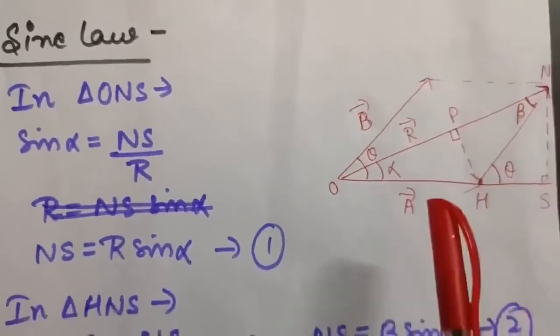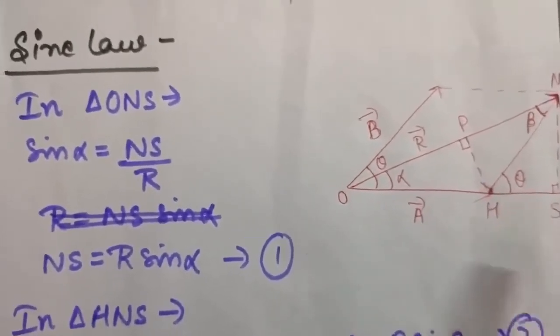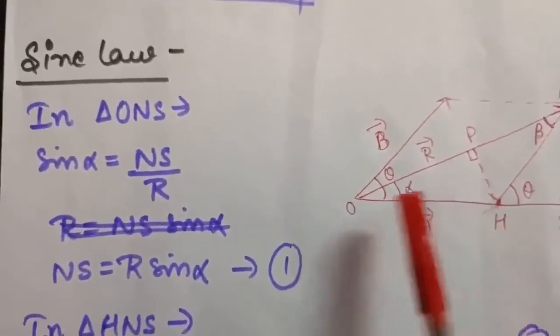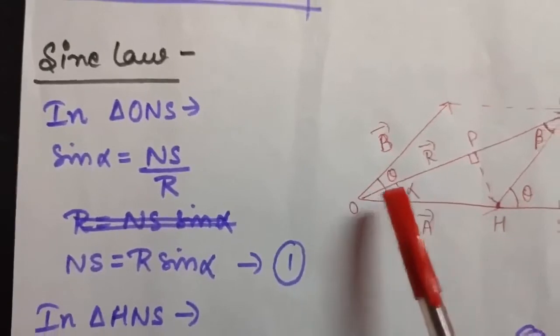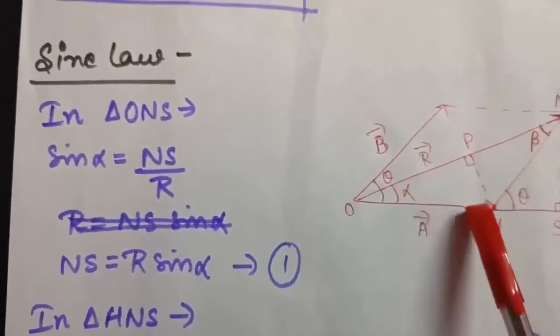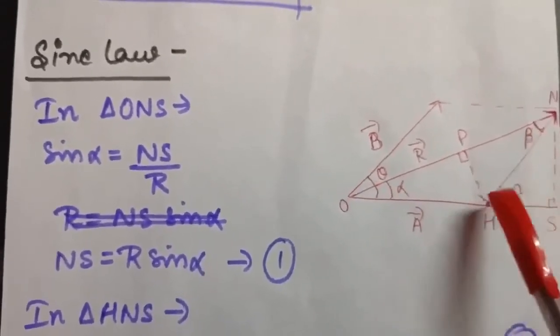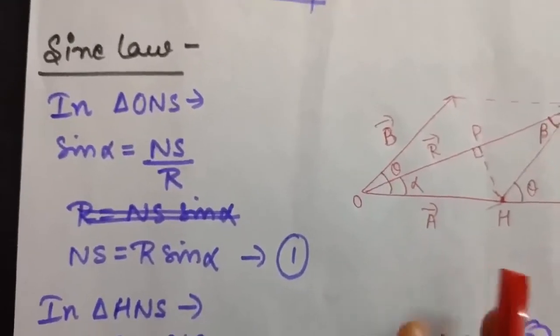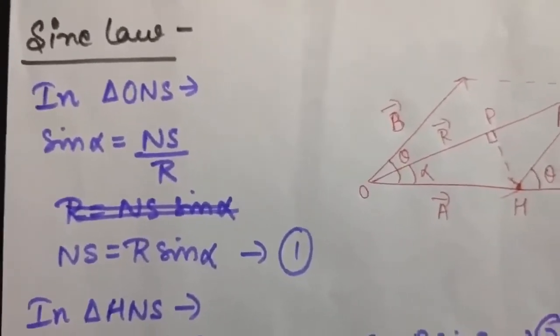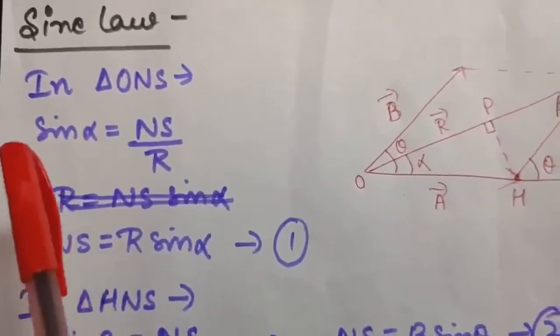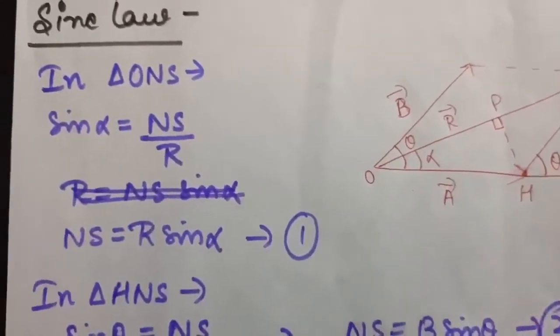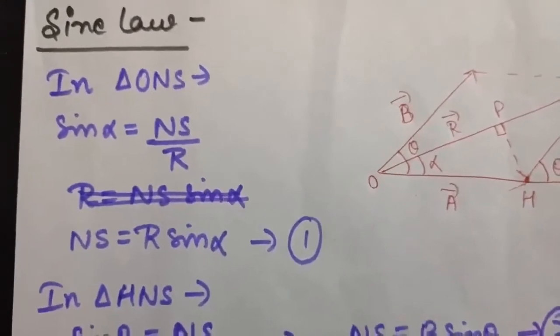Okay, so this is the same diagram that you made in your last lecture. These are two vectors. Theta is the angle between them, alpha is the angle between the resultant and A. These are two perpendiculars drawn. Now always remember, in this sine law we will be calculating the sine of angles, that is sine alpha, sine theta, etc. in all the triangles.